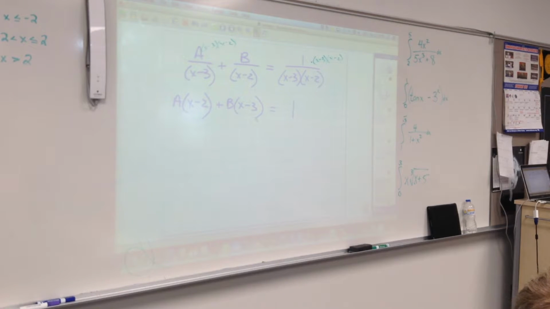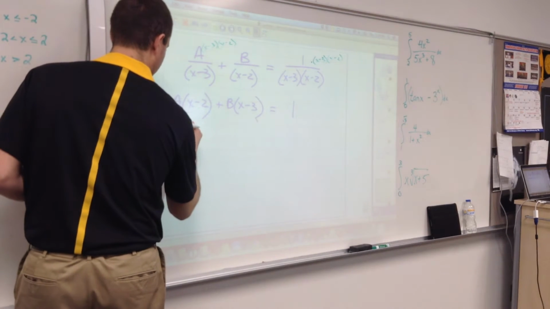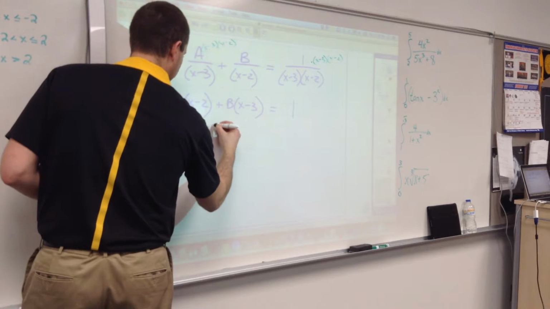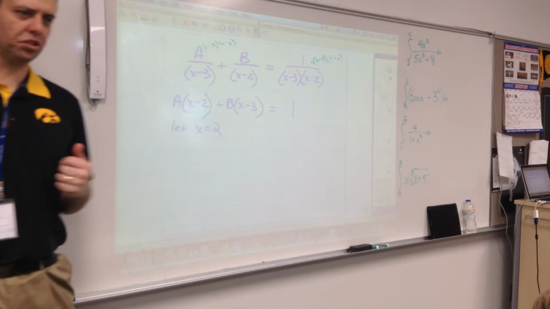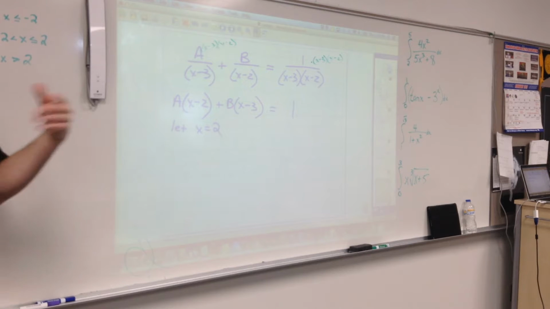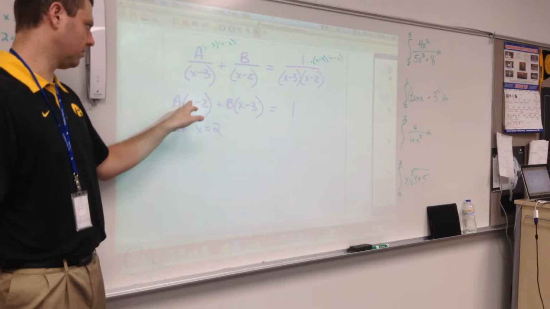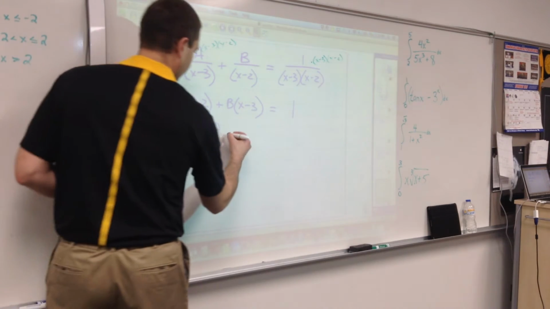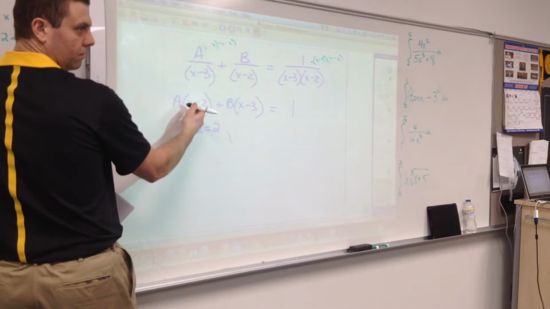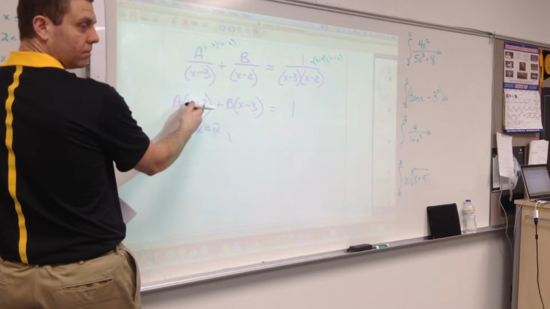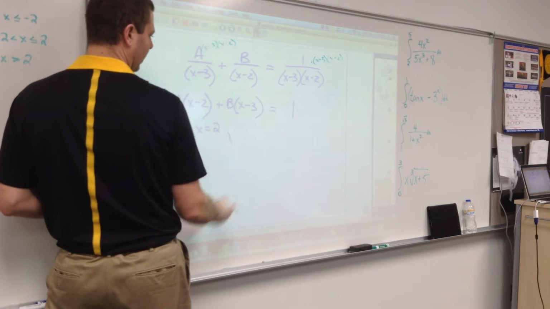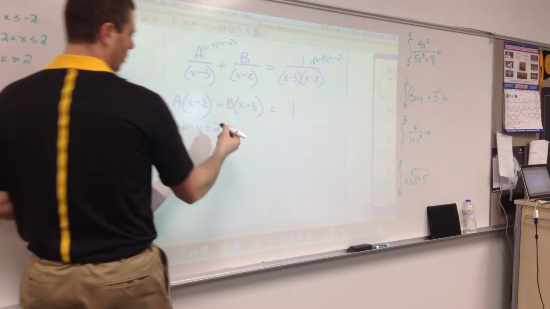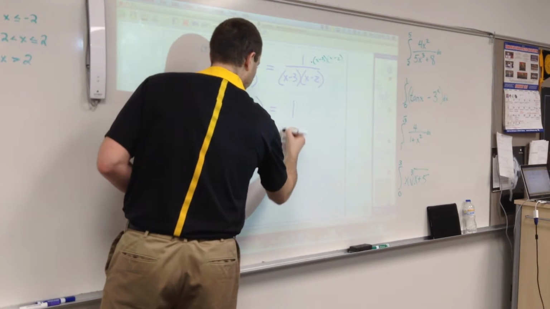Now, this could have a lot of different solutions, but what we're going to do is let x equal 2 for a moment. Okay? Because that's going to make this 0. That's why I'm choosing 2. If x is 2, then would you agree that this becomes 0, and A times 0 is still 0, and 2 minus 3 is negative 1, B times negative 1 would be negative 1B. So really I just have negative 1B equals 1, right?